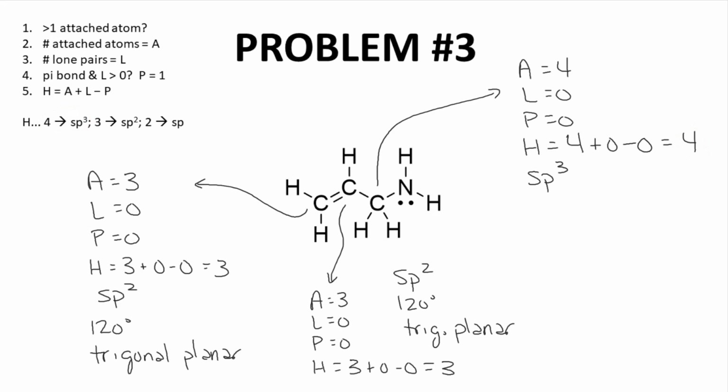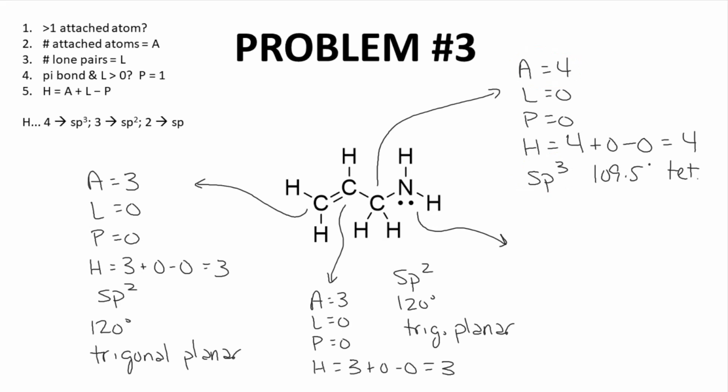I'm not going to write this whole one out or go back to the table because we've seen this. When A is 4 and it's sp3, we know that we're going to be 109.5 and tetrahedral. All right, finally, a little longer question.